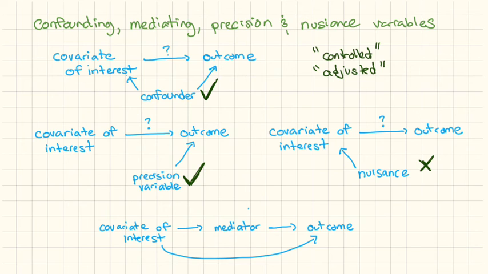The last one is a mediator. This one is a little bit different. It is in the causal pathway between the covariate of interest and the outcome. This is saying covariate of interest causes the mediator, which causes the outcome. There's another pathway as well towards the outcome. It doesn't have to be the only cause of it, but if there's a mediator in there, it's going to take up all of that relationship, and so you won't be able to get a clear picture of the relationship between your covariate of interest and your outcome. So we do not want to include mediators in our regression.